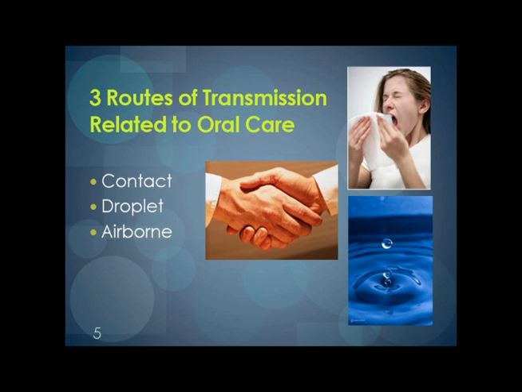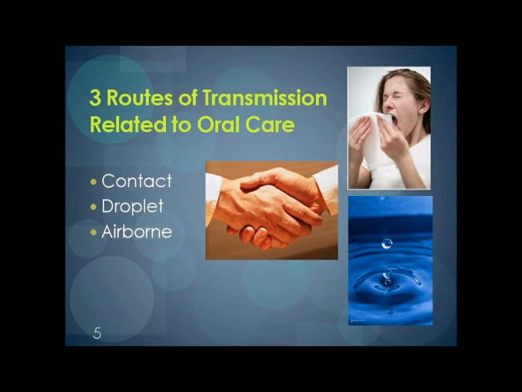Pathogens are unseen to the naked eye. Residents may be unaware that they have an infectious disease or cannot communicate it if they do know. There are 5 main routes of transmission. Today, we will briefly discuss 3.